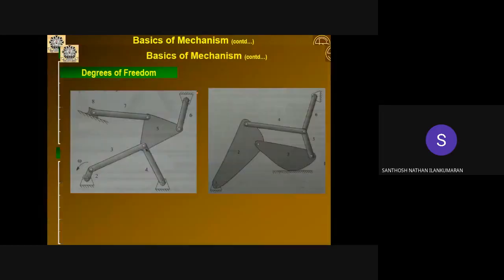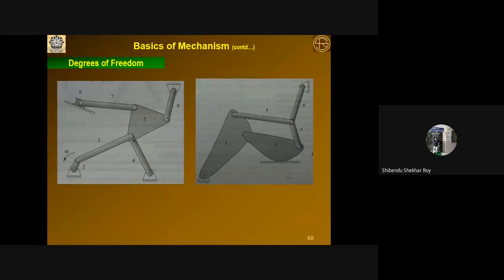Okay, sir. So now you have to calculate the degrees of freedom. Quickly try to identify how many links are there.